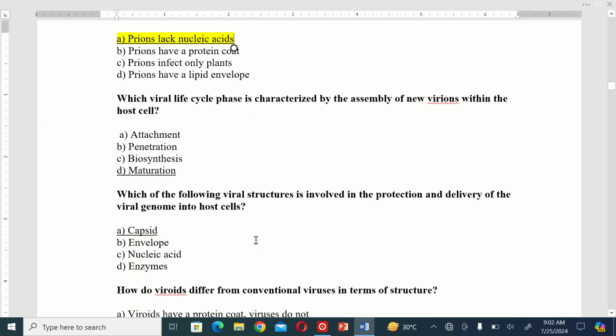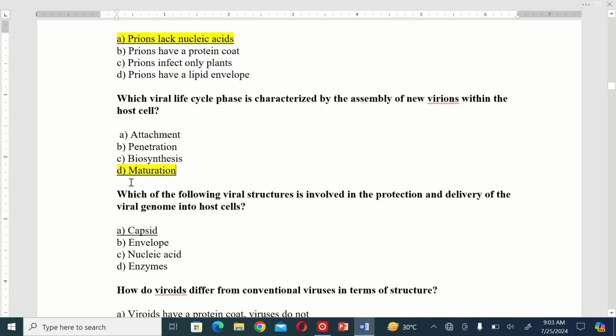The next MCQ is: which viral life cycle phase is characterized by the assembly of a new virion within the host cell? A. Attachment. B. Penetration. C. Biosynthesis. D. Maturation. So the correct option is D.